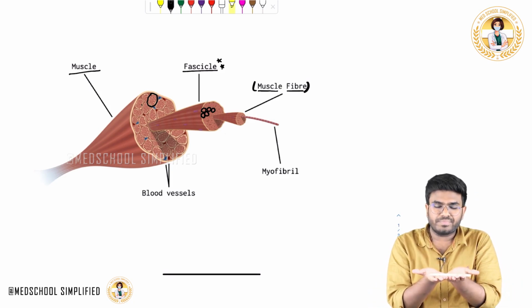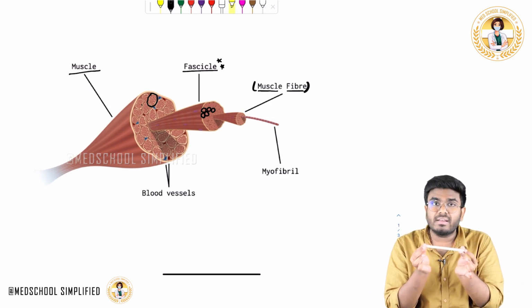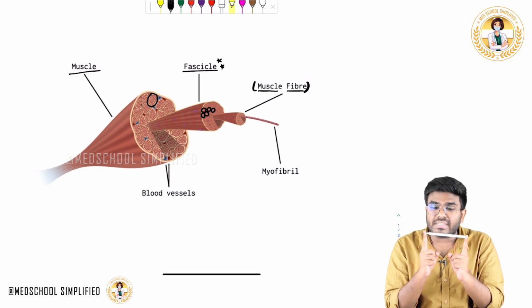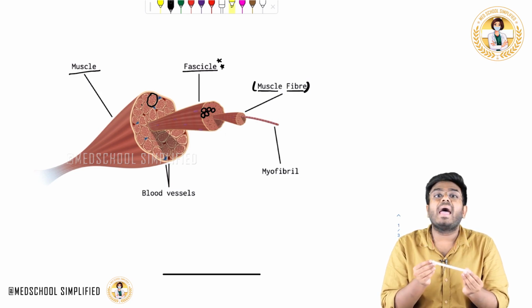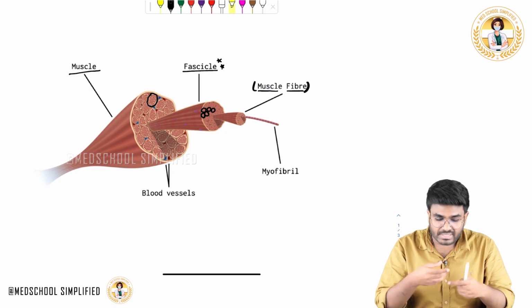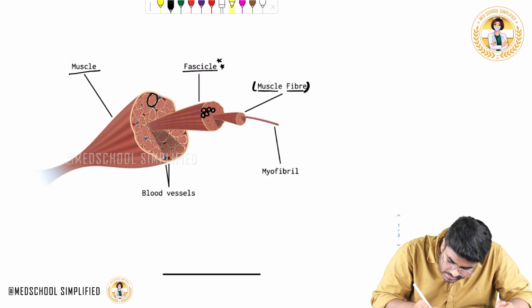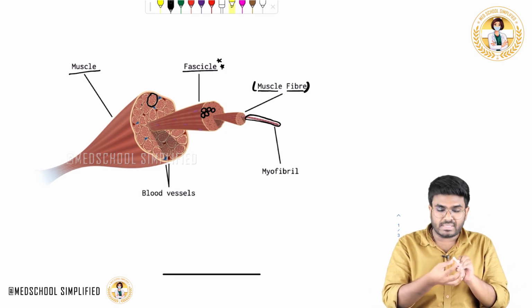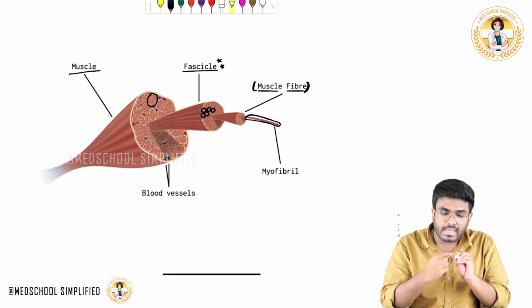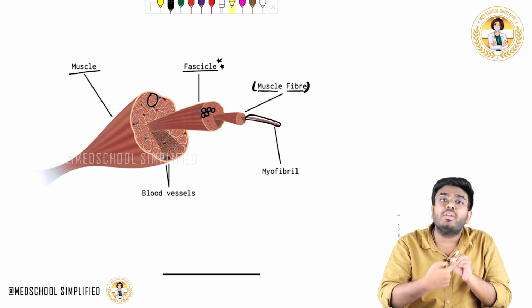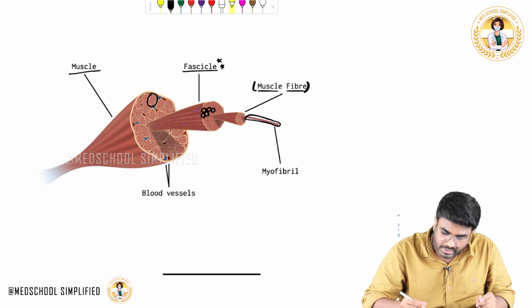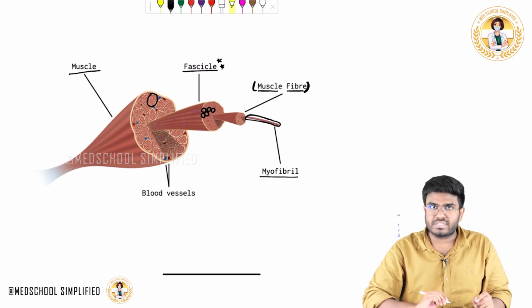Now, for example, imagine this is one muscle fiber. This is the one which contains actin and myosin. Inside this muscle fiber, actin filaments and myosin filaments are present, which help in the contraction of the muscle. Inside a muscle fiber, there are myofibrils. This is a muscle fiber, this is a cell. Inside the cells, myofibrils are present. These myofibrils are nothing but the actin and myosin.